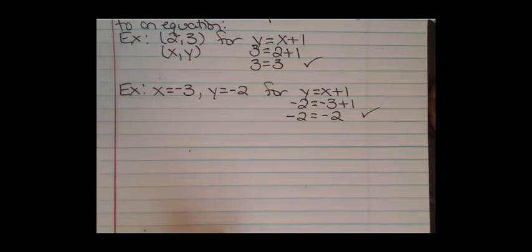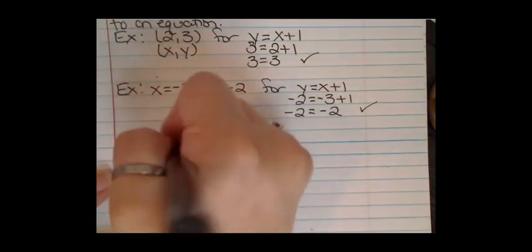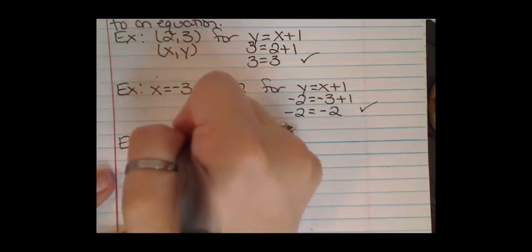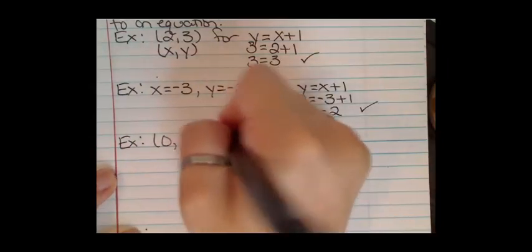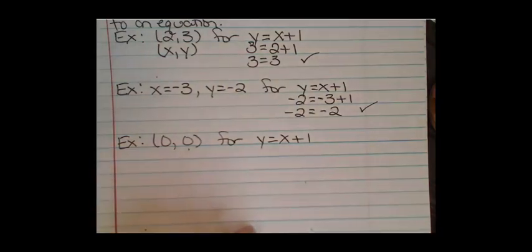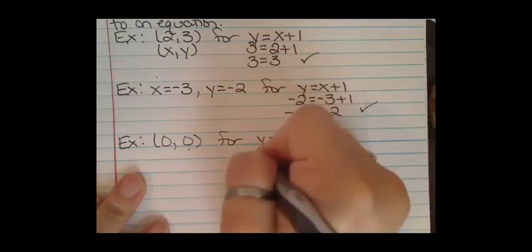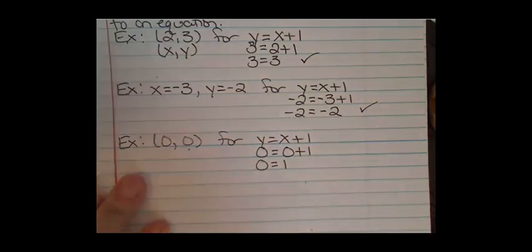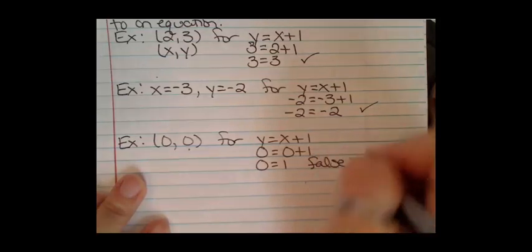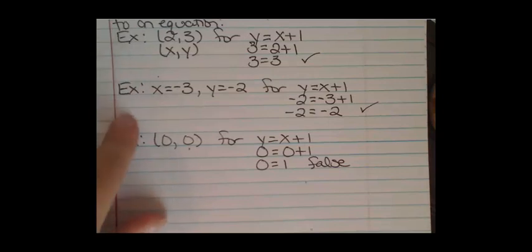Okay. Let's do one more example. So the ordered pair 0, 0. And we'll use the same equation, y equals x plus 1. So wherever there's a y, we're going to put in 0. Wherever there's an x, we're going to put in 0. So we get 0 equals 1. That's false. So that's not a solution for that equation. But the first two were. And notice they were both solutions to the same equation. And that's okay.